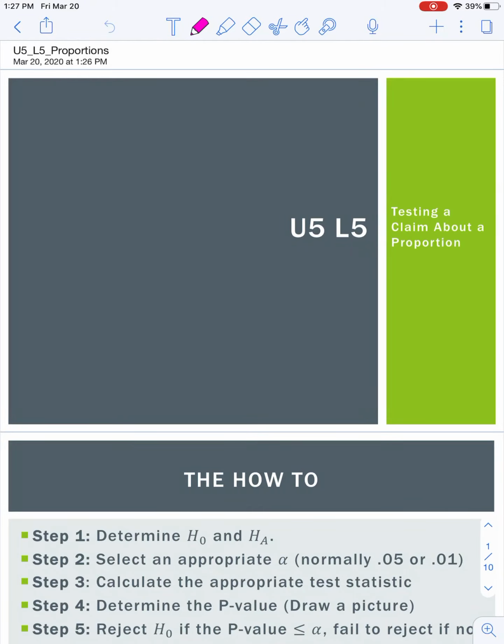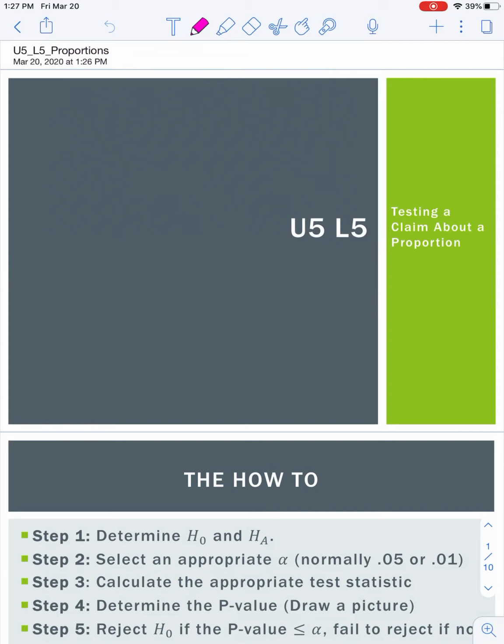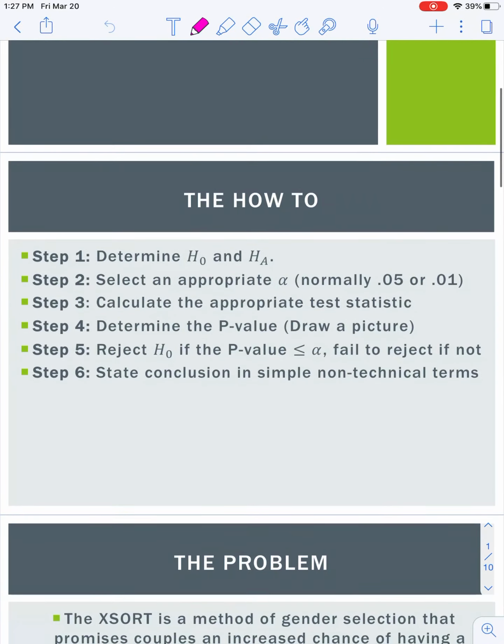All right, this is the final lesson of Unit 5. This is U5L5, which is testing a claim about a proportion. This will go really quick because this is just like our L2 notes, because if you remember in L2, we did a proportion problem. So we're going to get right into it.